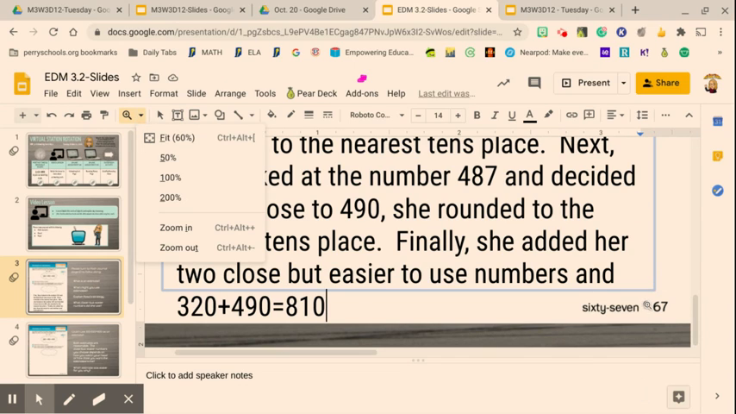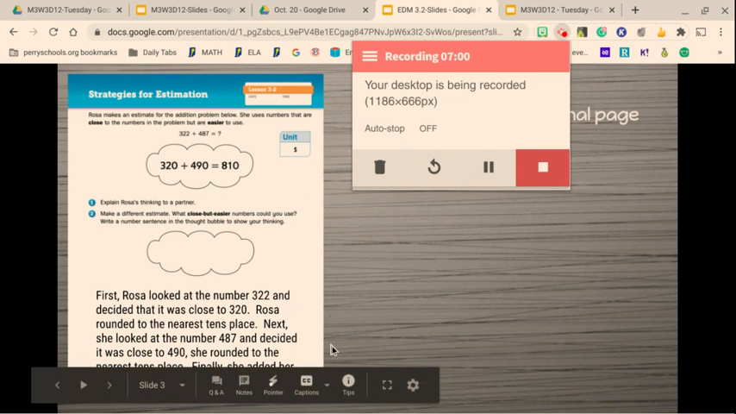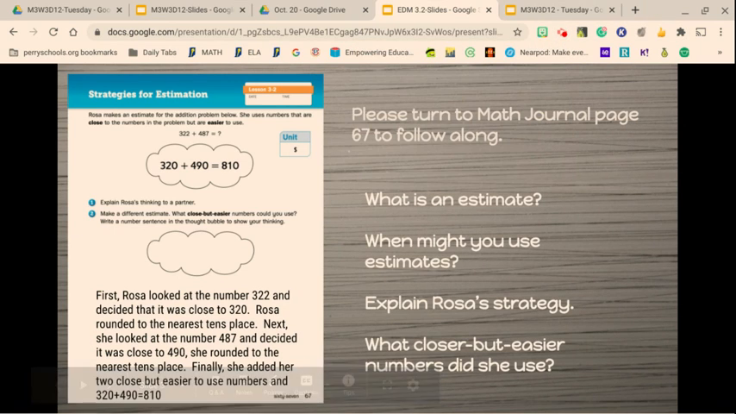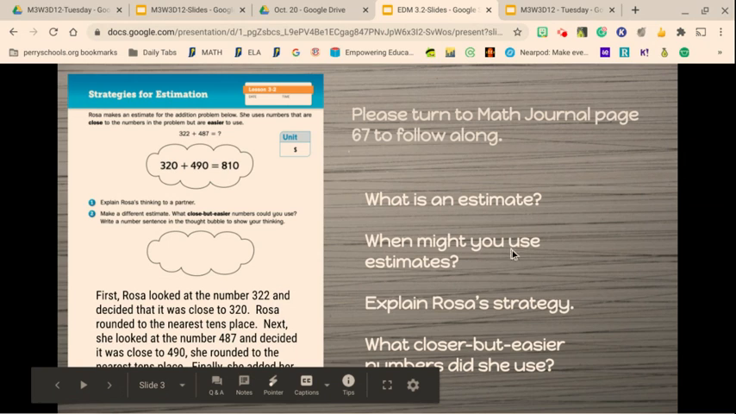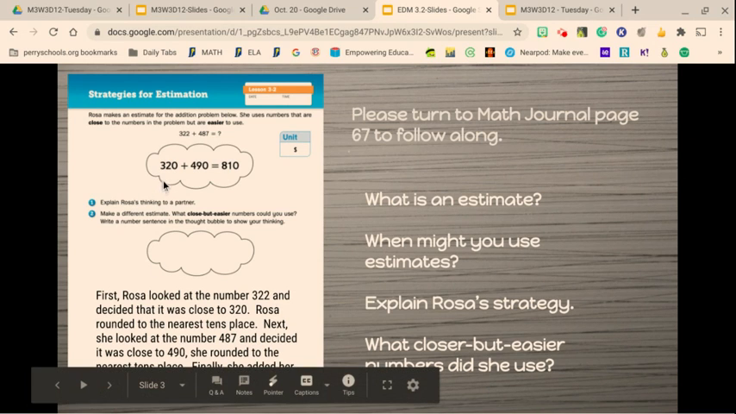I am not quite done with this piece. I need to look at what is another way to find that answer. So, all right, we're going to look at what's another way that she could round. So rather than rounding to the nearest tens place, we're going to look at rounding to the nearest hundreds place.